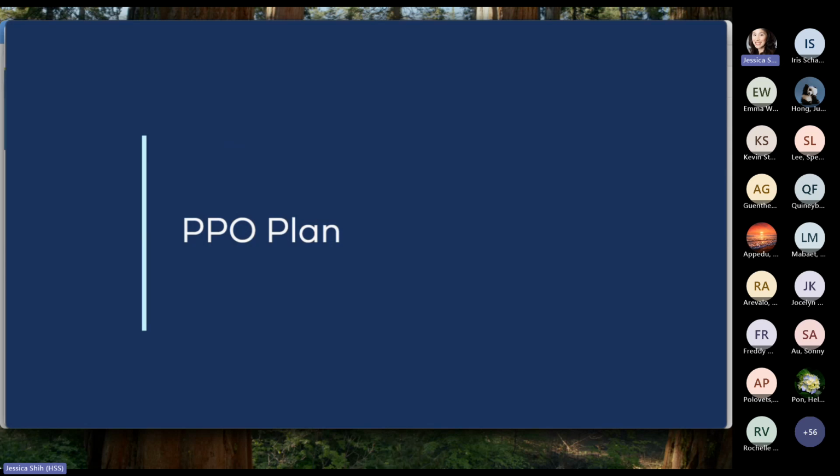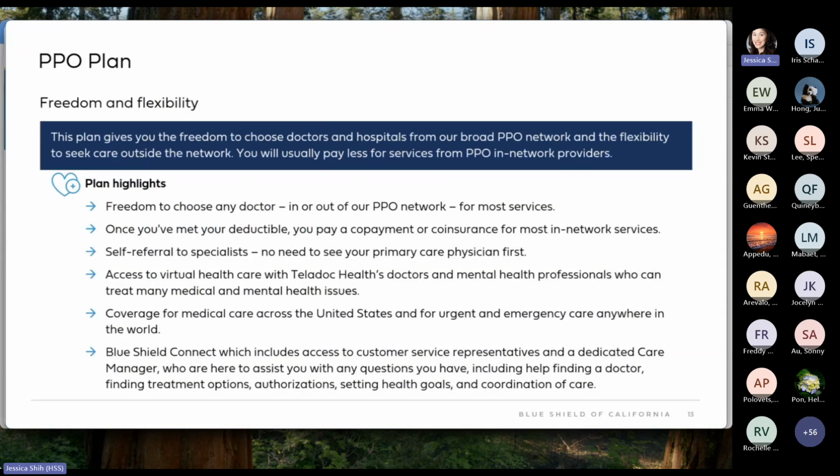Now let's take a look at the PPO plan. SFHSS members have the option of selecting the Blue Shield of California PPO plan. The PPO plan benefits remain the same from 2024 to 2025. The PPO plan utilizes the Blue Shield of California PPO network. You do, however, have the option of using an out-of-network provider for a higher cost share. This allows you the option to see any doctor of your choosing, both in and out of Blue Shield's network. Members may self-refer. There's no need to see your primary care physician first.